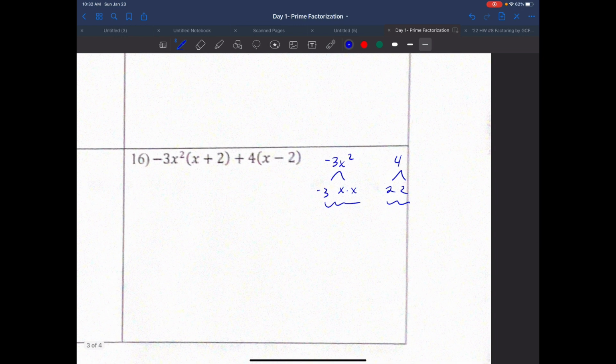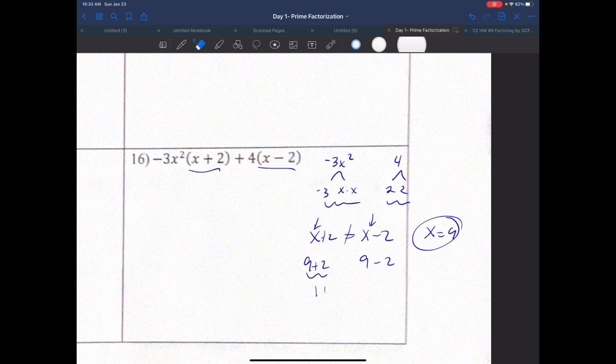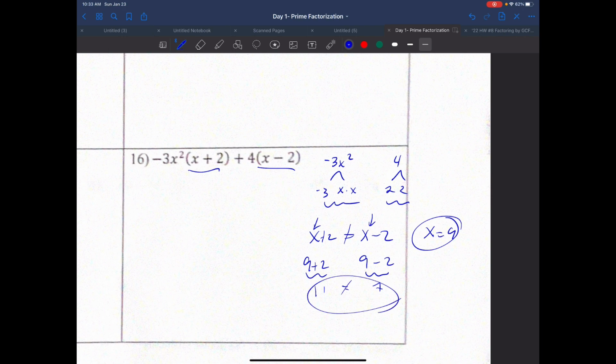And then we're going to look at the x plus 2 and the x minus 2. They are not the same thing, right? If I say that x is equal to 9, and I replace these x's with 9, so 9 plus 2, and then 9 minus 2. 9 plus 2 is 11, and then 9 minus 2 is 7. Are these the same thing? They are not the same thing at all. So this cannot be factored at all.